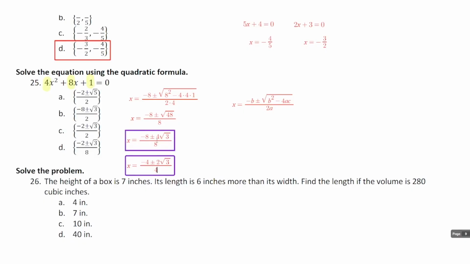Oh, and actually, you know what? I could go one step further. I don't need to divide these by 2. Let's divide by 4. So 8 divided by 4 is 2, 4 divided by 4 is 1, 8 divided by 4 is 2. We have negative 2 plus or minus root 3 over 2. Our answer is C.